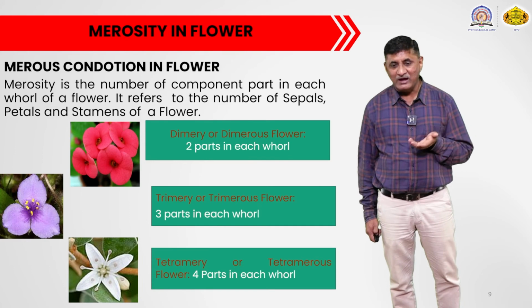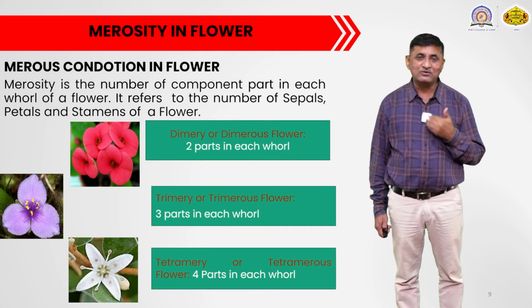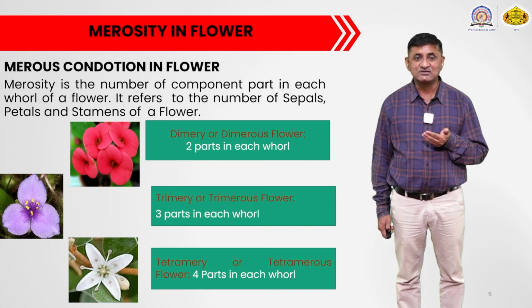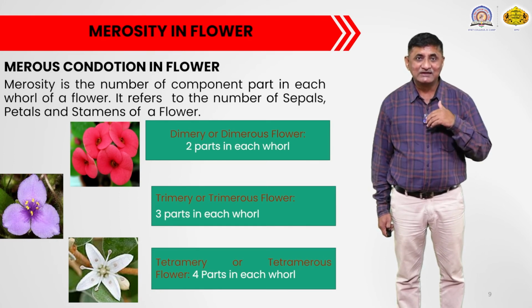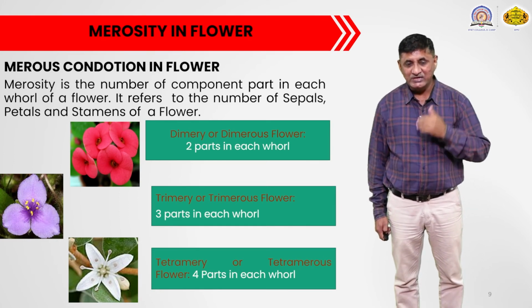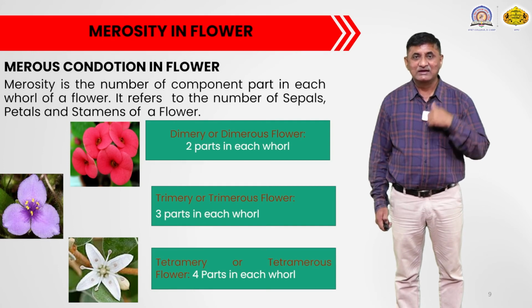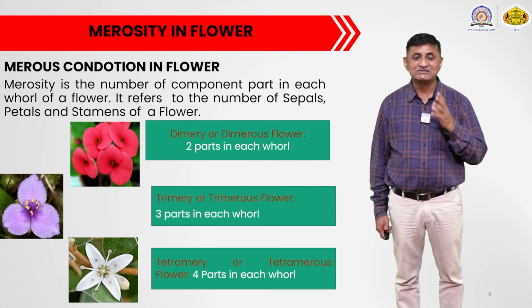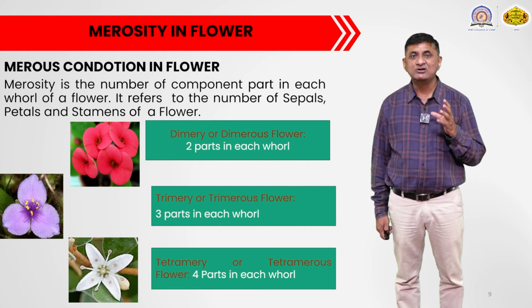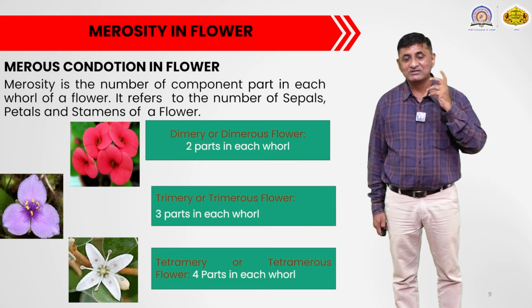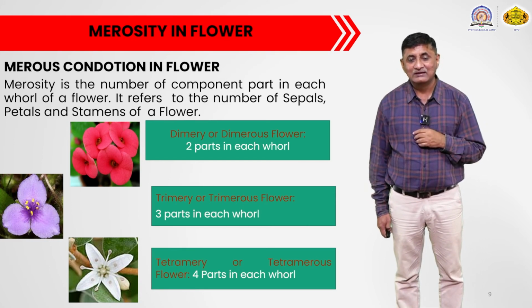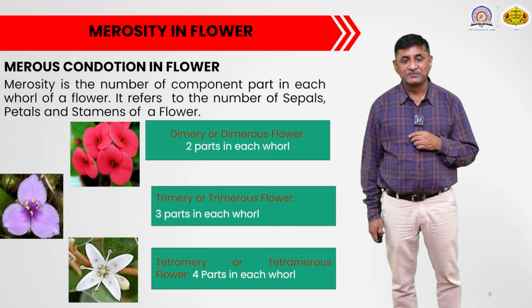If there are 4 parts in each whorl, such a flower can be called a tetramerous flower, and such merosity is called tetramery. So, here you can see in the last image there are 4 petals, and 4 stamens are there. This is sufficient to indicate the tetramerous condition of a flower, and this is tetramery in a flower.